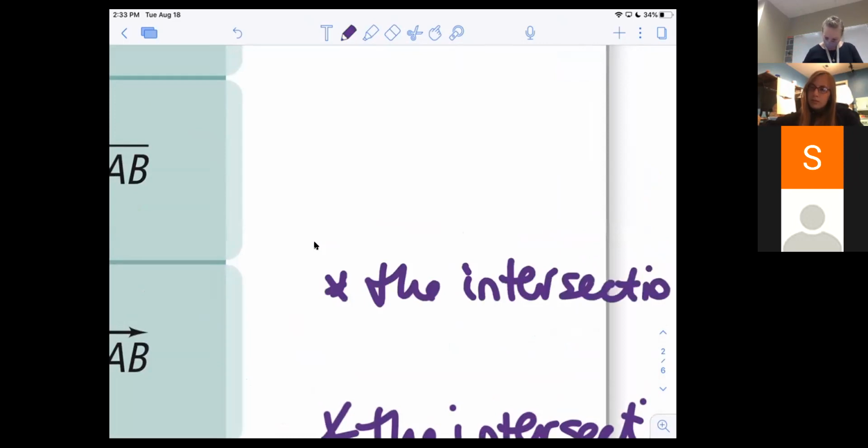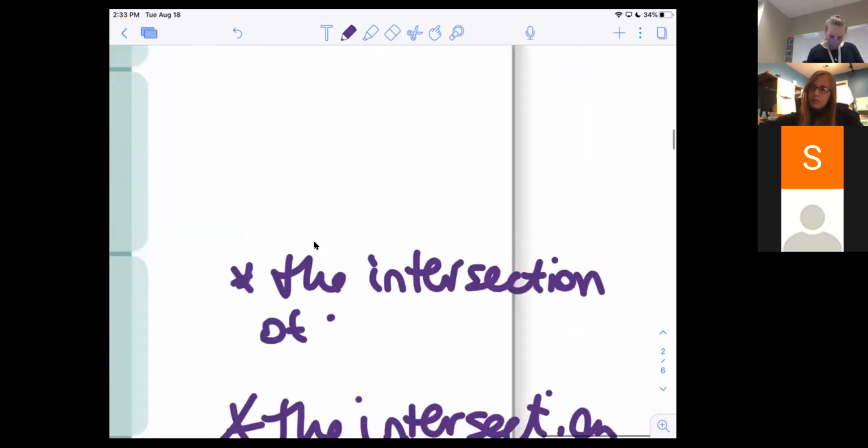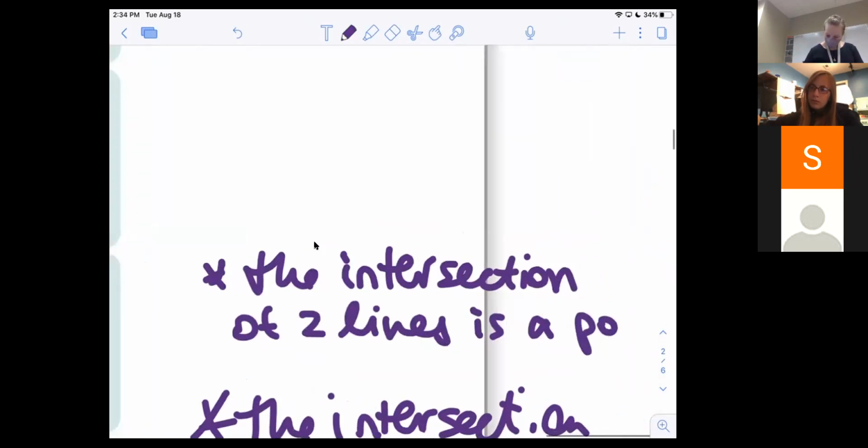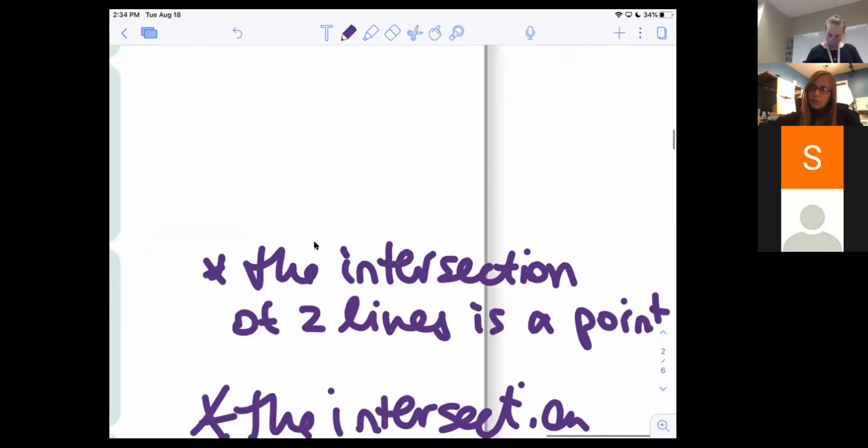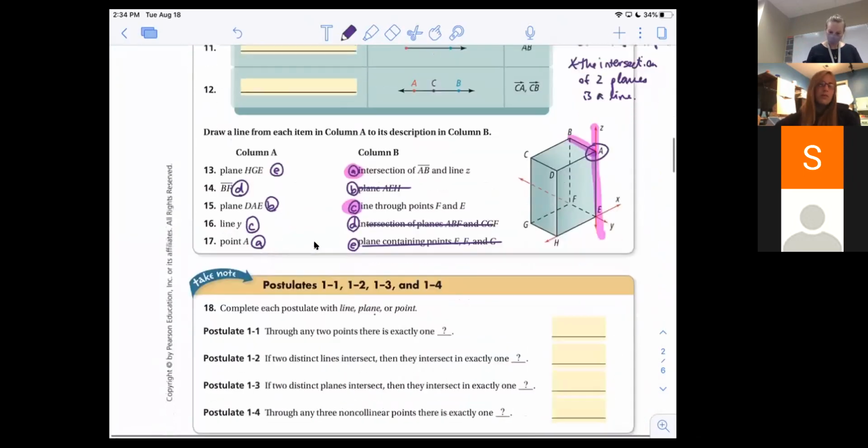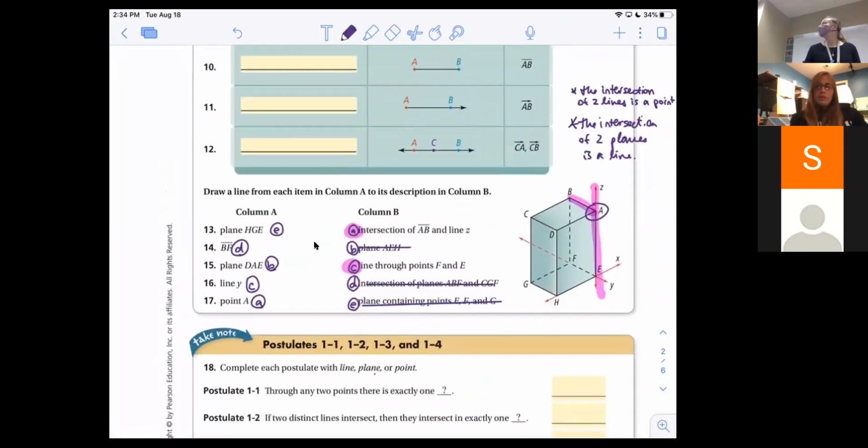The intersection of two lines is a point. Good. All right, thoughts, comments, concerns? Good, everyone good? All right, okay. We're gonna go down to the next part.